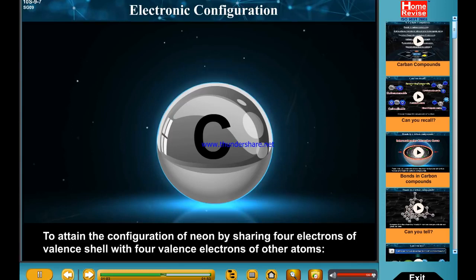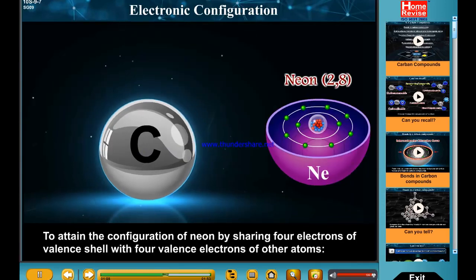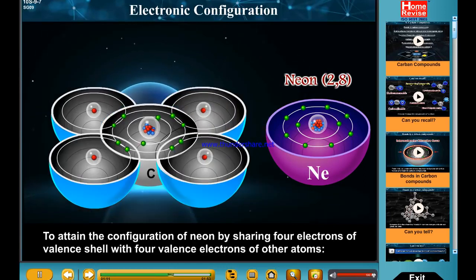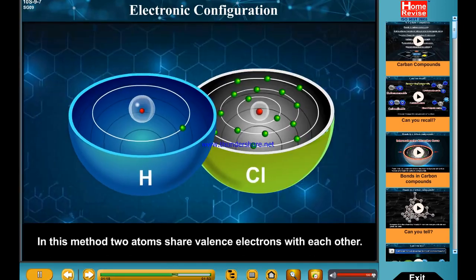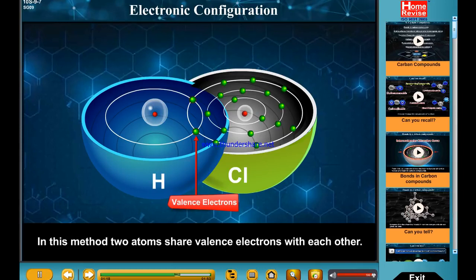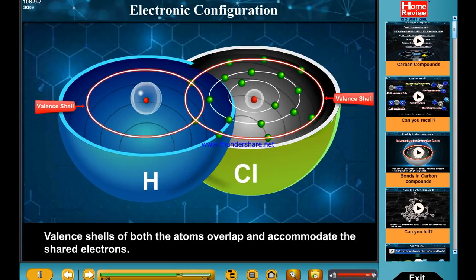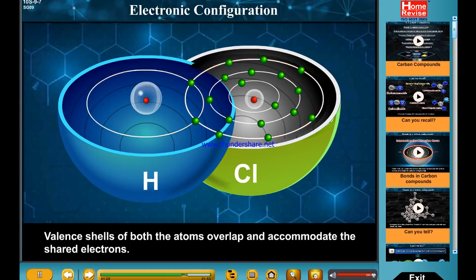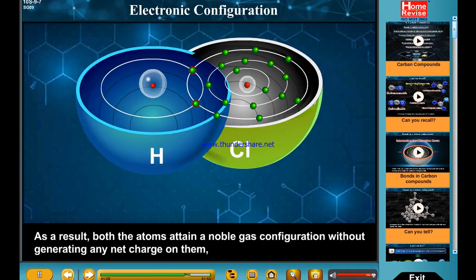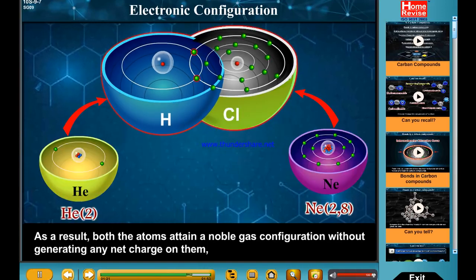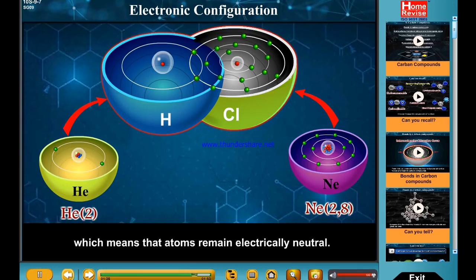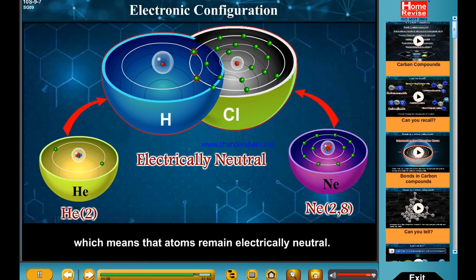Third, to attain the configuration of neon by sharing 4 electrons of valence shell with 4 valence electrons of other atoms. In this method, two atoms share valence electrons with each other. Valence shells of both the atoms overlap and accommodate the shared electrons. As a result, both the atoms attain a noble gas configuration without generating any net charge on them, which means that atoms remain electrically neutral.